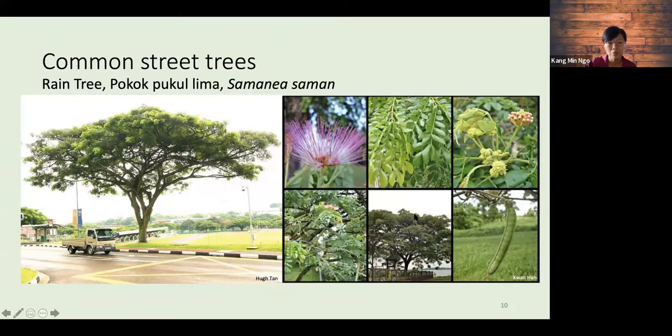So this rain tree is really, I think, the most common street tree in Singapore, because the way it grows, it's not very tall, so it's short, but it spreads out to cover a big area. So it is very good as a shade tree.